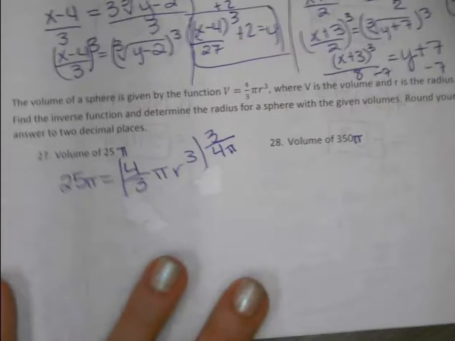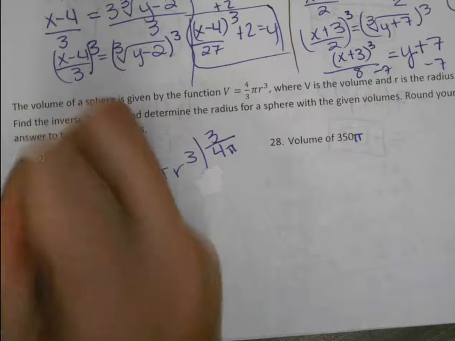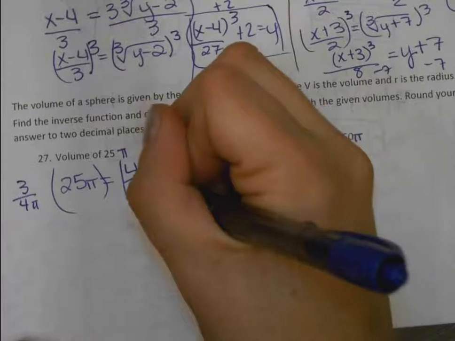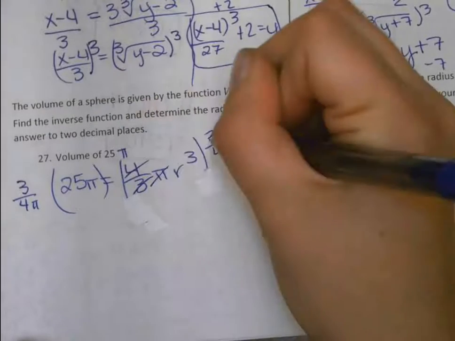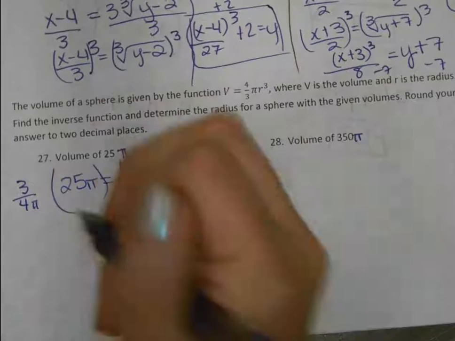So, over here, I'm going to also multiply by 3/4 pi. So that's why I switch it and make it 3/4 pi. On the right side, the fraction and the pi's cancel out. On the left side, the pi's will cancel out.